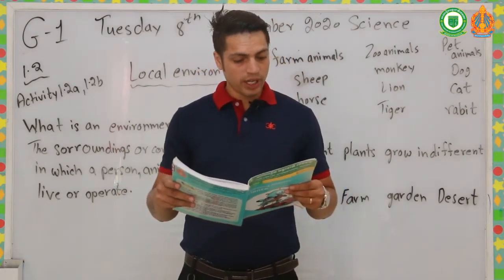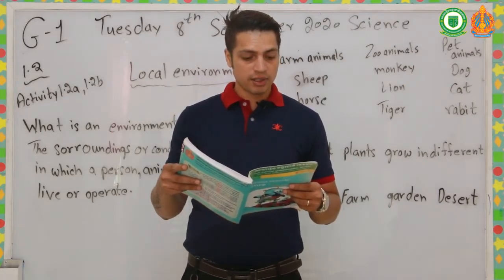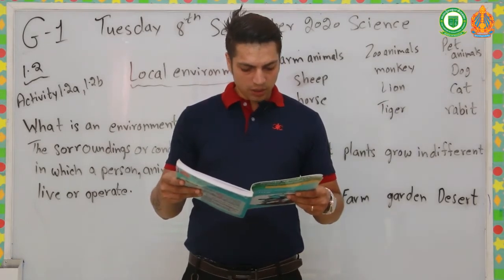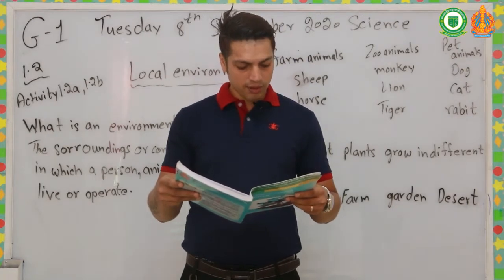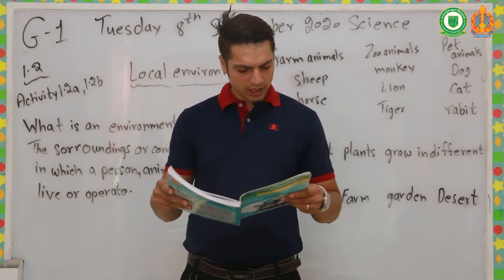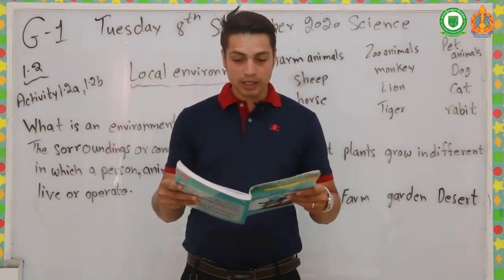Okay. So each living thing needs a place to live and lives in a local environment. Look at each animal, look at each plant. Where does it live? Why does it live there? Animals can be found in natural environment. They can also be found on a farm, in a zoo, in homes as a pet.